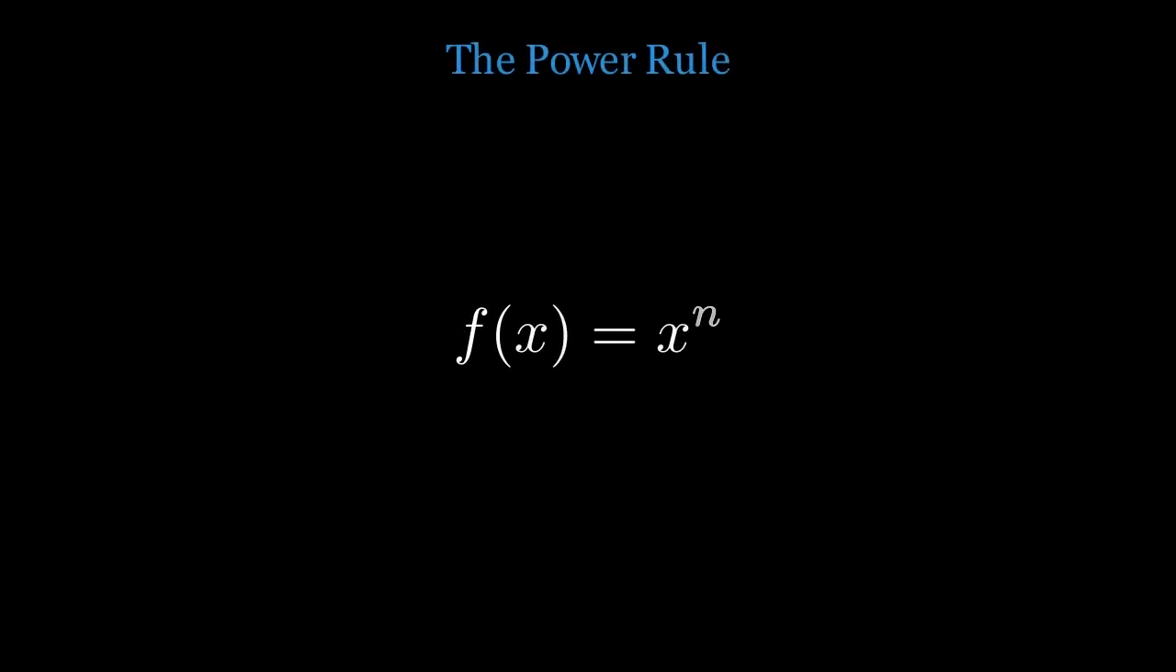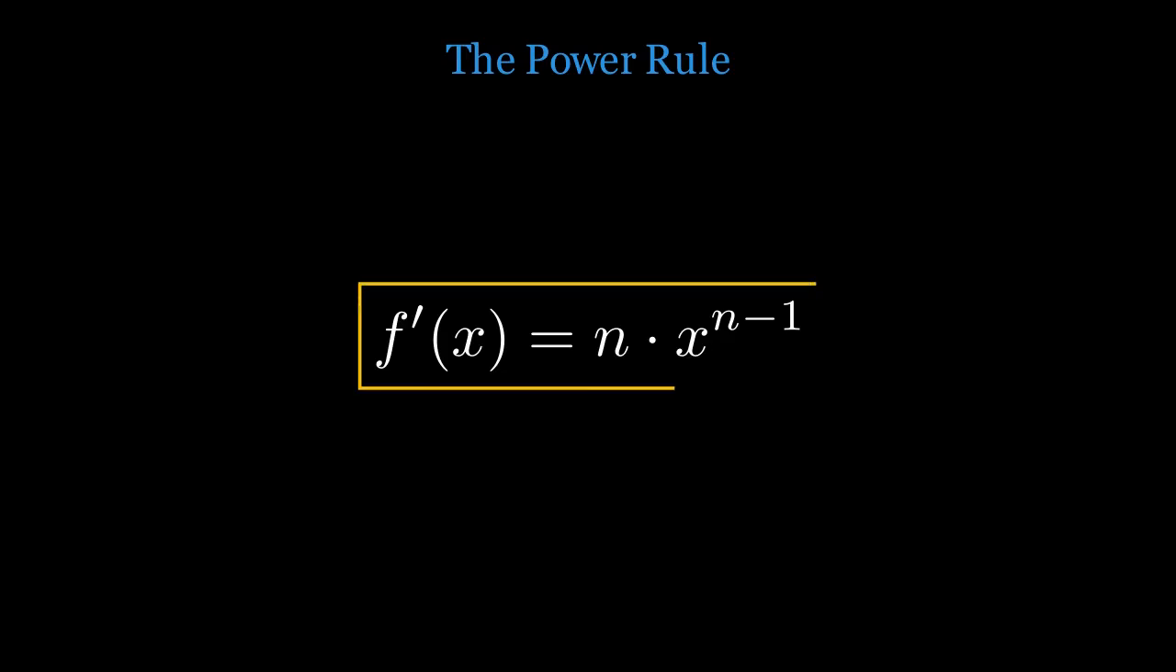If we have a power function of the form f(x) = x^n, where n is any real number, the derivative with respect to x is f'(x) = n times x^(n-1). It's a simple yet powerful transformation. Bring the exponent down as a multiplier and subtract 1 from the original power.